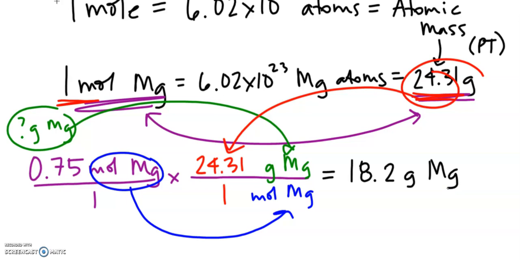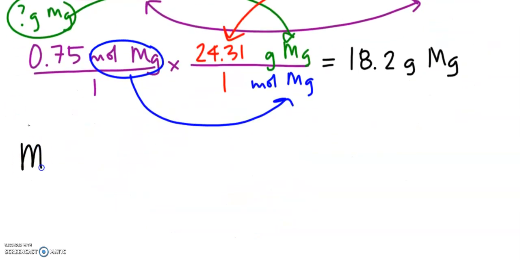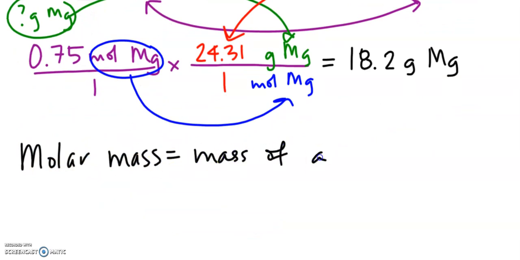All right, what if we have more than just 1 element, though? We don't call that an atomic mass. We call that a molar mass. This is the mass of a compound. So instead of just 1 atom, we've got multiple atoms, and to find the mass of the whole thing, we add them up.